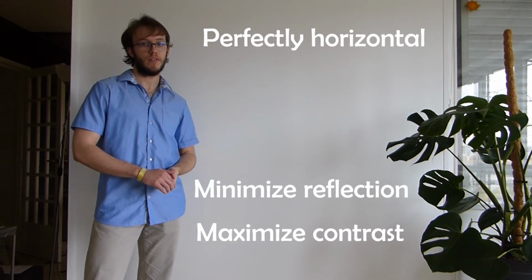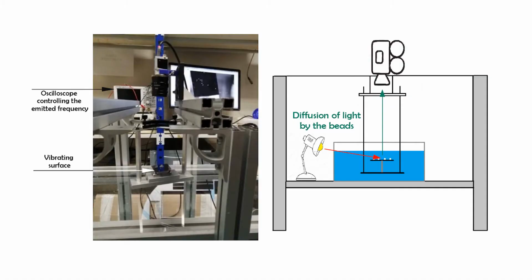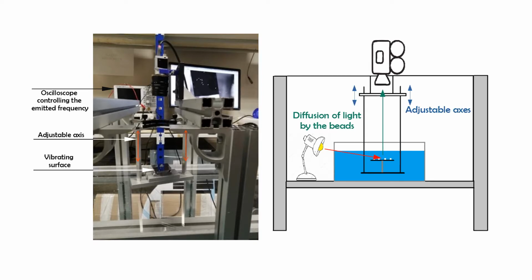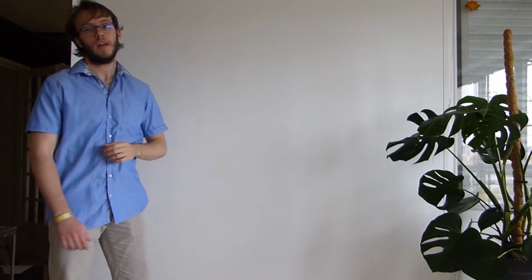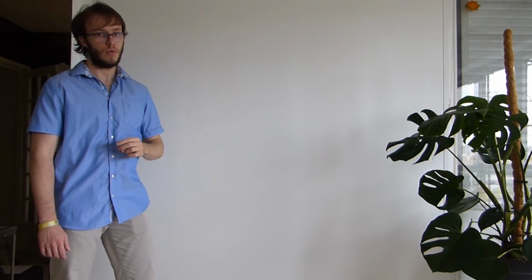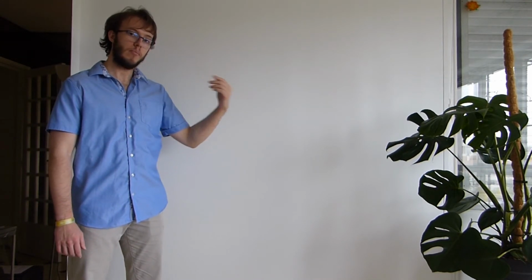The solution we found to this was to implement the following setup, in which lighting is put above so that the beads all diffuse the light in the same way. The plate is kept horizontal using a 2-axis adjustable system, and the camera is put right above the plate to reduce reflection and keep it to a minimum. This was all done in order to be later on able to track the beads using a MATLAB program.